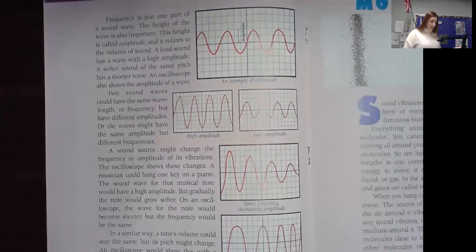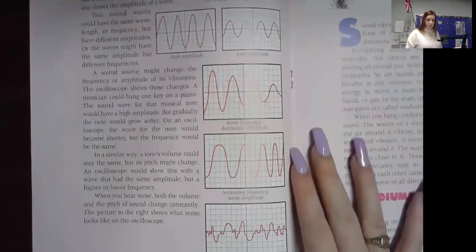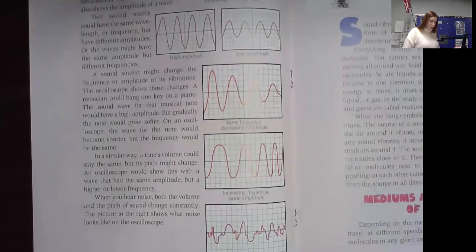A musician would bang one key on a piano. The sound wave for that musical note would have a high amplitude, but gradually the note would grow softer. On an oscilloscope, the wave for the note would become shorter, but the frequency would be the same. In a similar way, a tone's volume could stay the same, but its pitch might change. An oscilloscope would show this with a wave that had the same amplitude but a higher or lower frequency.